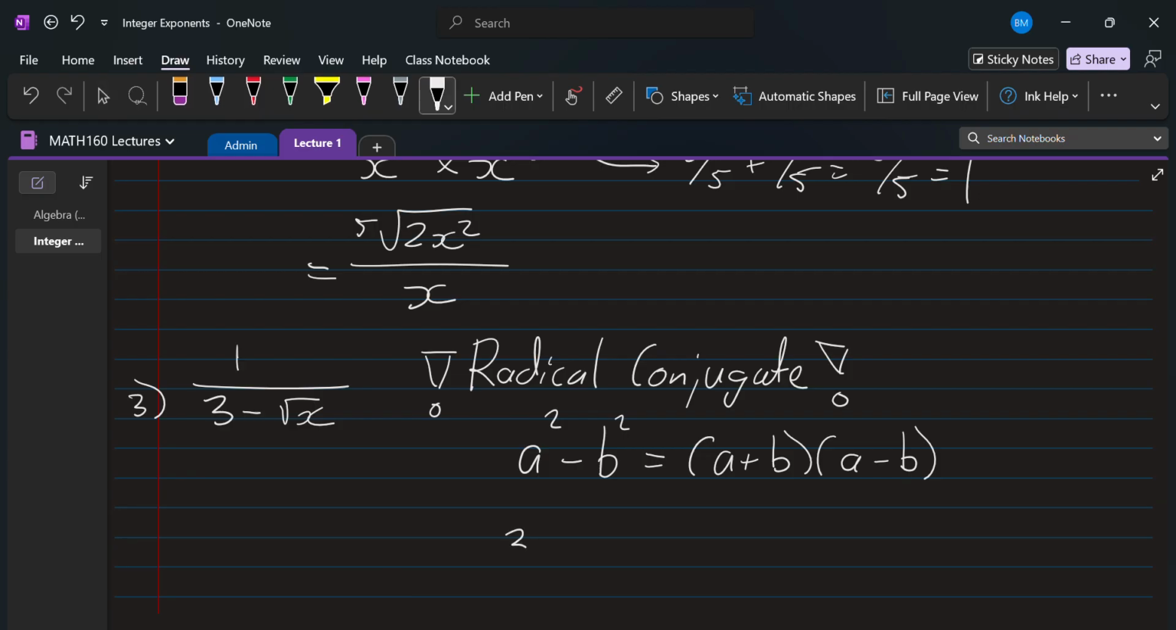Okay, scary sounding name. It's not at all. What this just means is it's the two factors when we look at the difference of squares. So imagine we had a squared minus b squared. You know your difference of two squares. This we can factor as a plus b, a minus b.